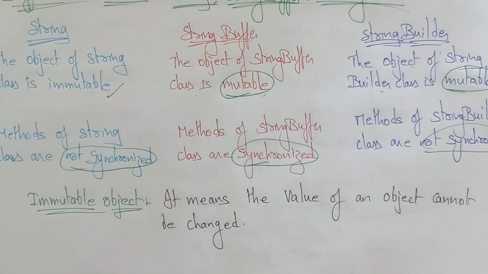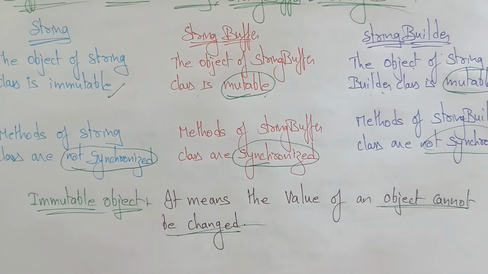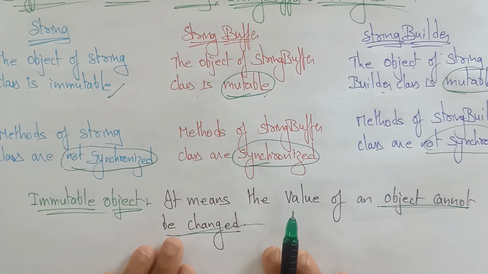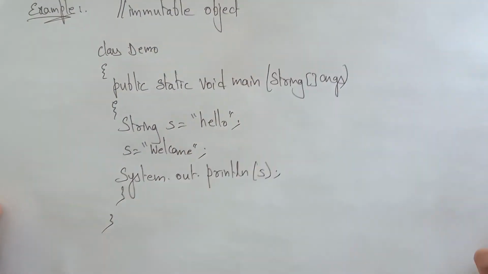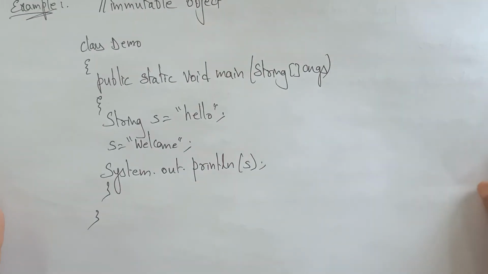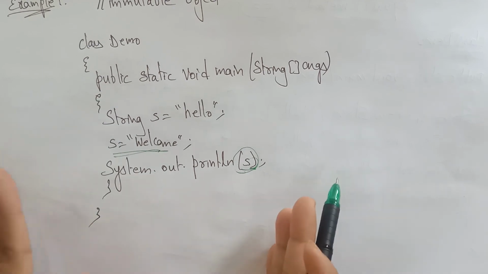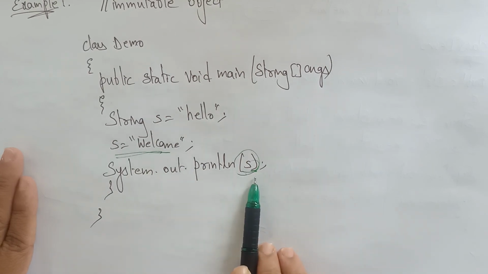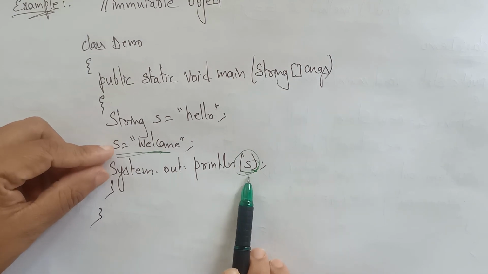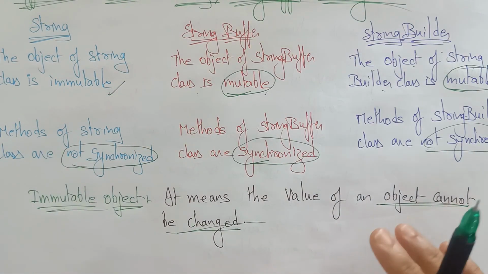I said immutable. What is the meaning of immutable? Immutable means the value of an object cannot be changed. Whatever value you assign to an object cannot be changed. This is the difference between String, StringBuffer and StringBuilder. This is an example of an immutable object. First I assign String s = "hello", then s = "welcome". It prints welcome, so whatever is assigned later is what gets printed. Immutable means the value of the object cannot be changed.